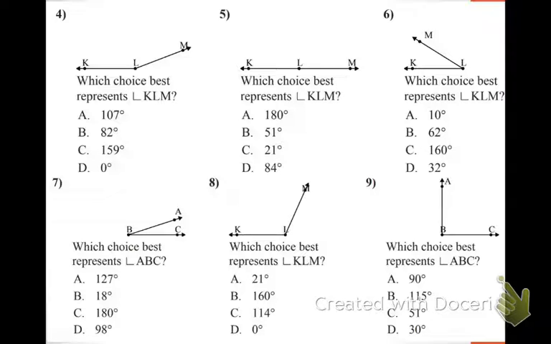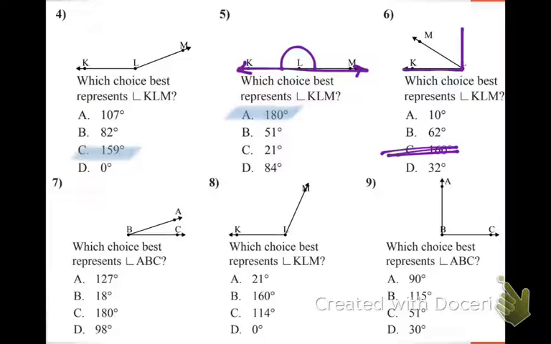It's not on your page, we're just looking up here. 159. What do you think 0 degrees would look like? Nothing. It's nothing. A circle is 360 degrees. The next one we have looks like a straight line, so how many degrees is that? 180. That's 180 degrees. The next one, is it more or less than 90? Less than 90, so definitely canceling this one out.